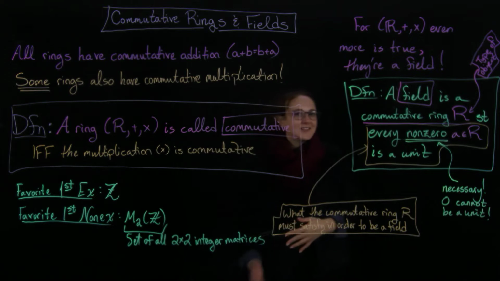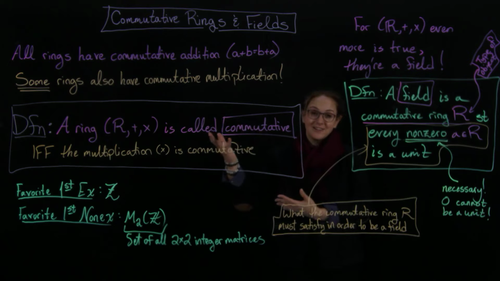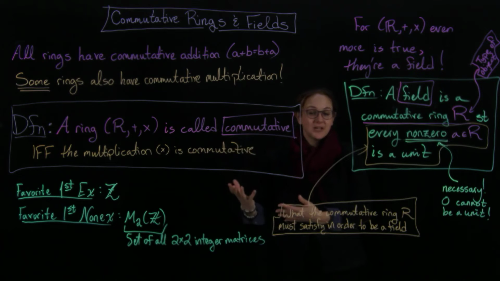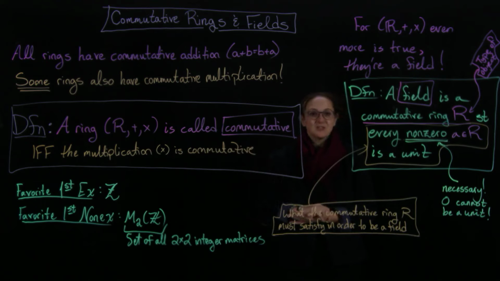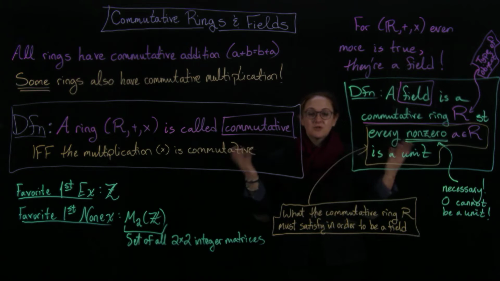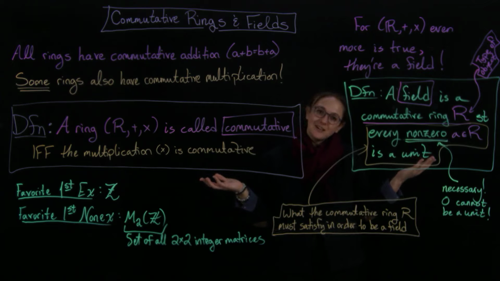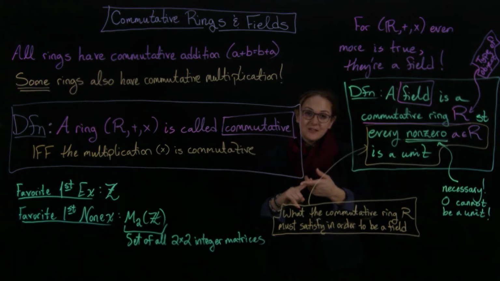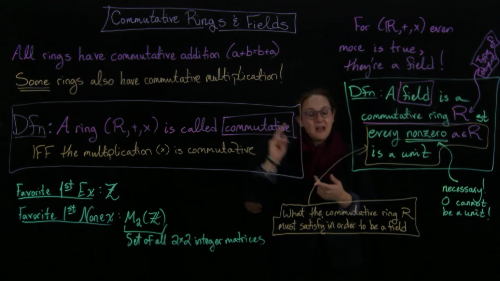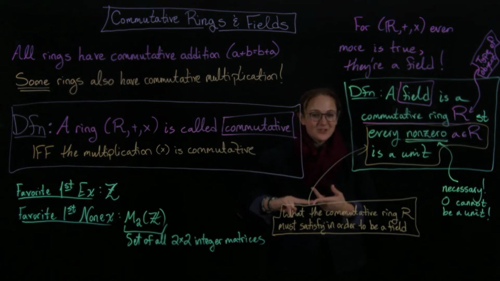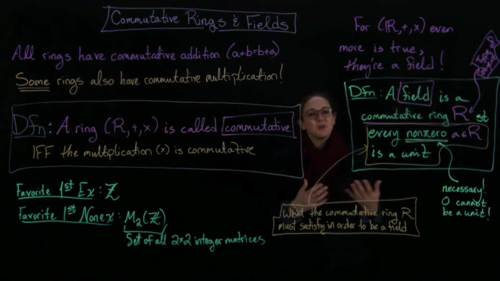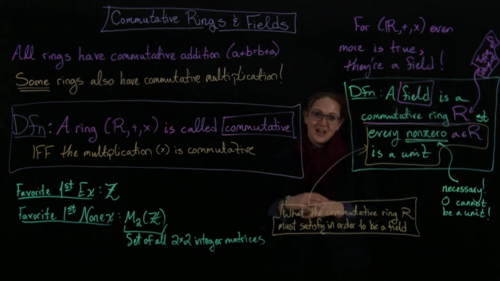So what is a field? It's a commutative ring, where multiplication is commutative. Addition is always commutative; in a commutative ring, multiplication is also commutative. So a field is a ring where multiplication is commutative and every non-zero element has a multiplicative inverse. This gets us close to multiplication having all the properties that addition had.